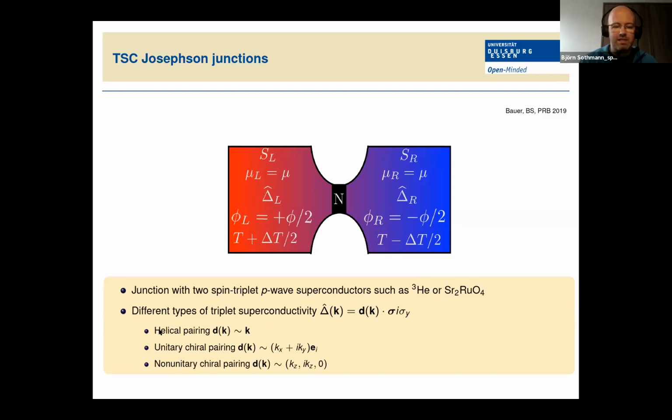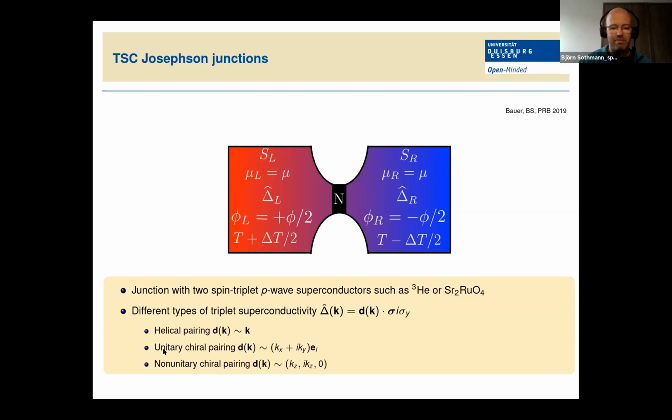And there are at least 3 different types of pairing that you can come up with. The first one is so-called helical pairing, where the D vector is just proportional to momentum. That's in some sense the simplest phase that you can imagine because it's isotropic both in spin space and also has an isotropic gap, and it does not break time reversal symmetry.